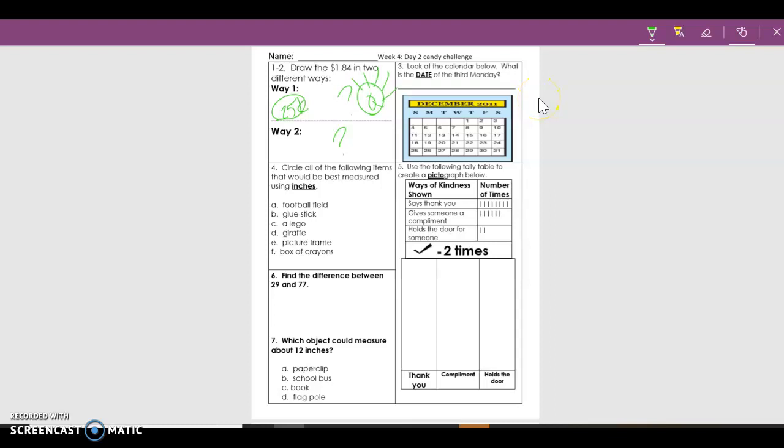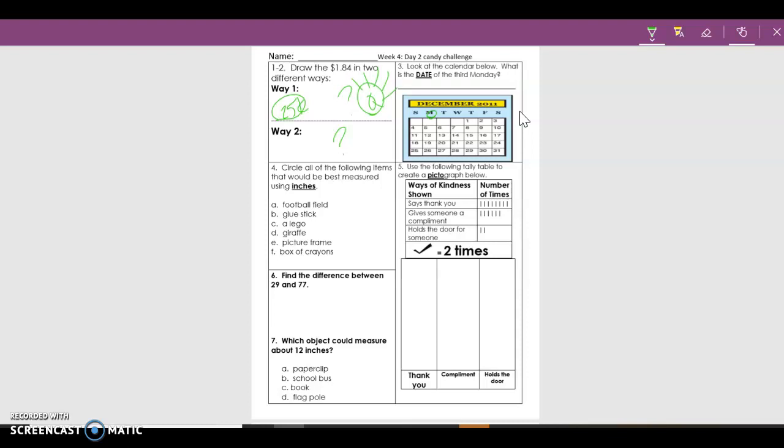Number 3, look at the calendar below. What is the date of the third Monday? Well, first of all, to figure this out, we need to find the third Monday. So across the top, instead of the words, we actually have the letters, and we know that the days of the week make a pattern. So we know that Mondays start with an M, so we can find the M for Monday right here.